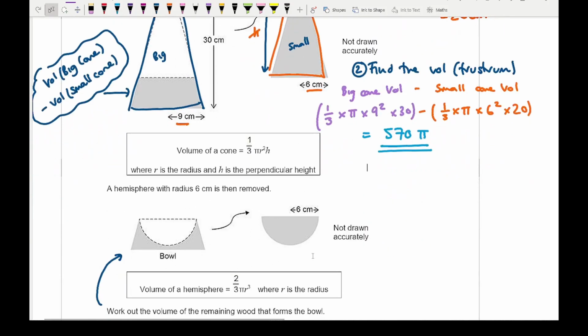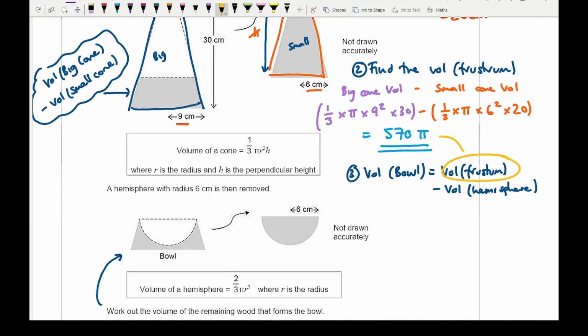So the next thing for me then to do is now work out the volume of the bowl. So here, step 3 is the volume of the bowl is equal to the volume of the frustum minus the volume of the hemisphere. So in terms of the volume of the frustum, this is equal to this. So the next thing for me then to do is to work out the volume of the hemisphere.